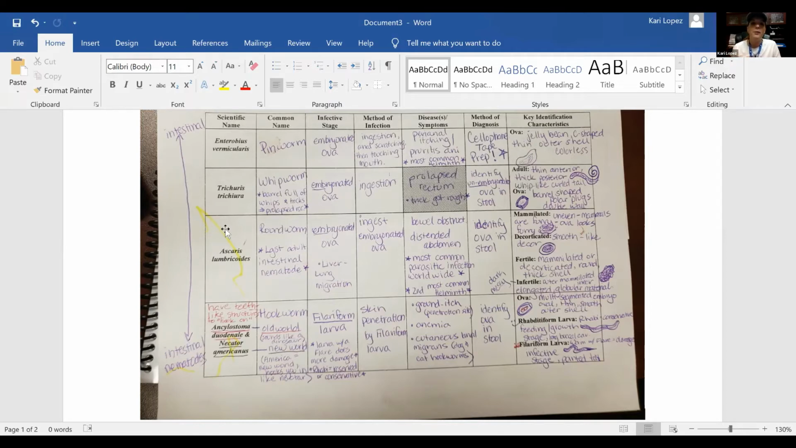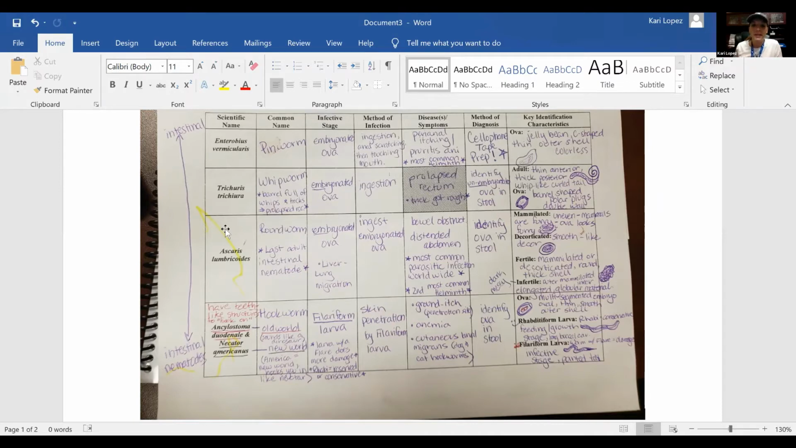And it's more common in children, and that's because children will scratch their butts and then go and touch their faces. And so the method of infection is ingestion. So anal scratching and then touching the mouth is the main one. Diseases and symptoms, you'll have perianal itching, which is called pruritus ani. So pruritus ani is the itching of the anal region, and it's the most common helminth.